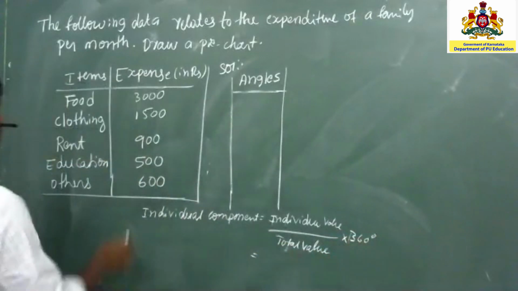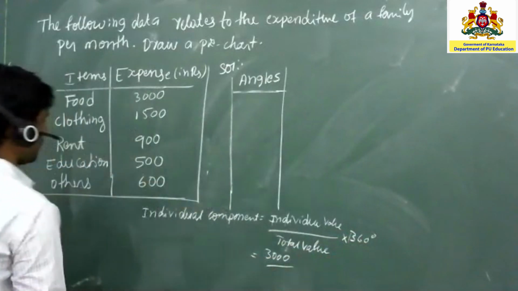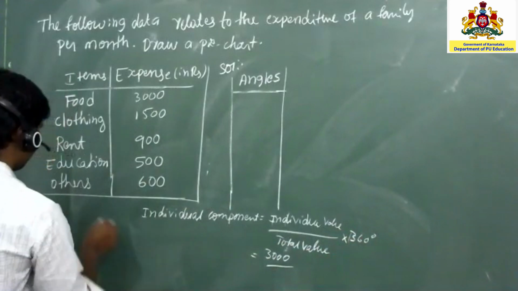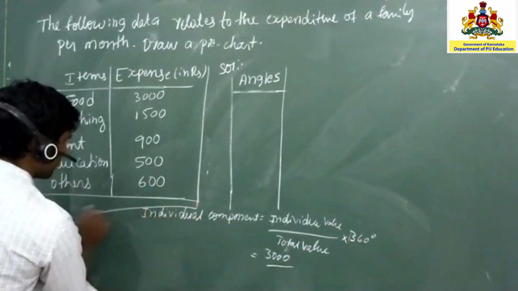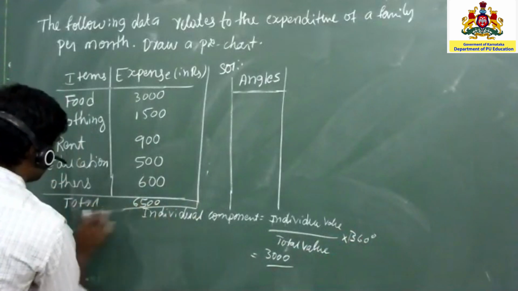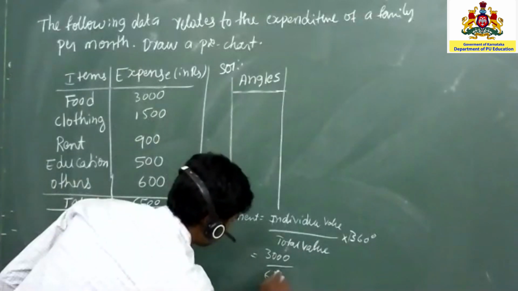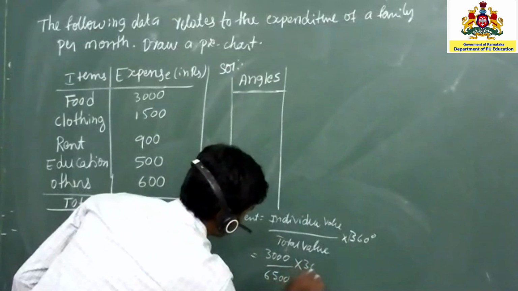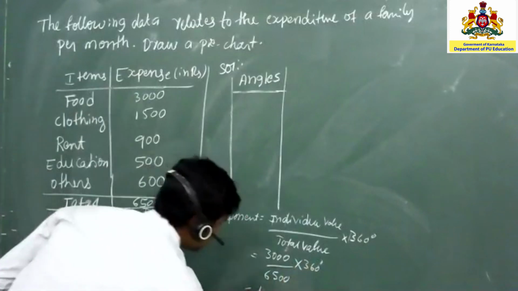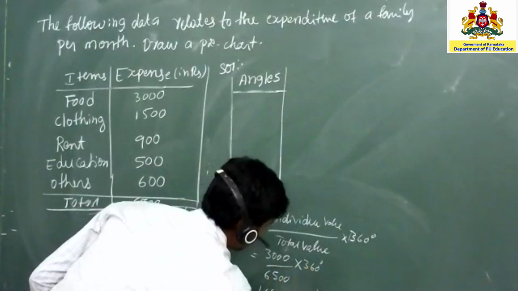Now, the first individual value is 3000. 3000 divided by the total. What is the total? The total value is 6500. I'm writing here, 6500 is the total. So 3000 divided by 6500 into 360, we get 166.15. So approximately it will take 166.